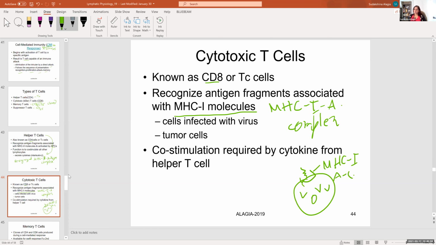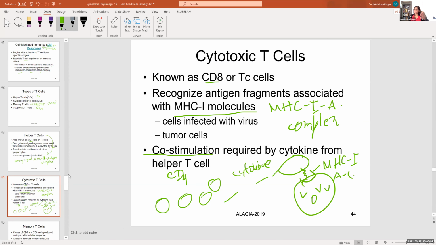CD8s are powerful killer cells. So as you will see together, put it together in a second. They require 2 sequences of activation. Basically, they recognize the MHC1 antigen complex. Then they have to have the cytokine to proliferate. And even after proliferation, they require what we call co-stimulation, meaning help of a CD4.